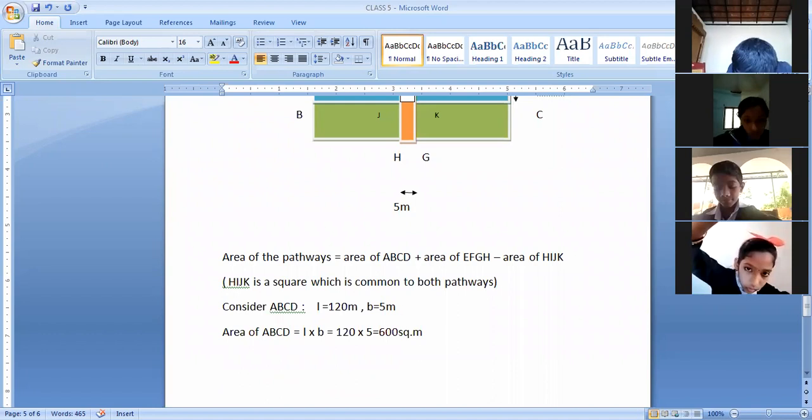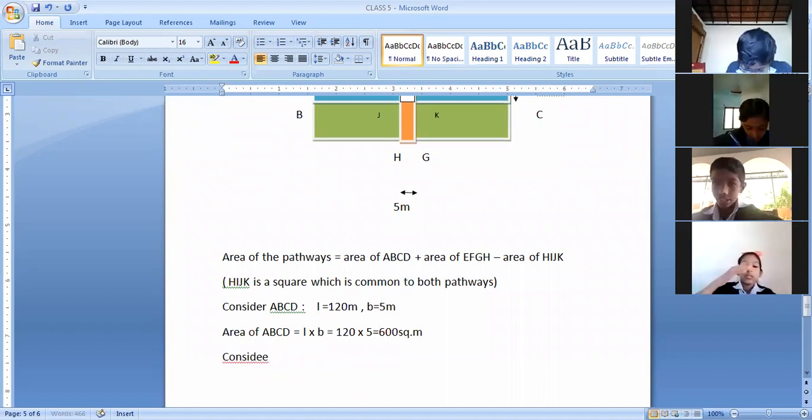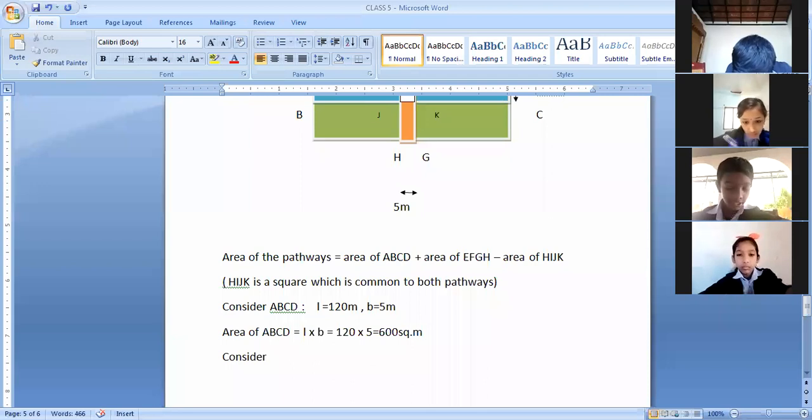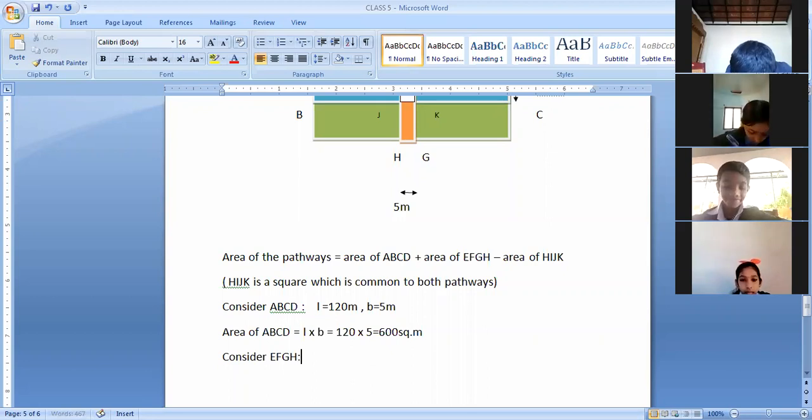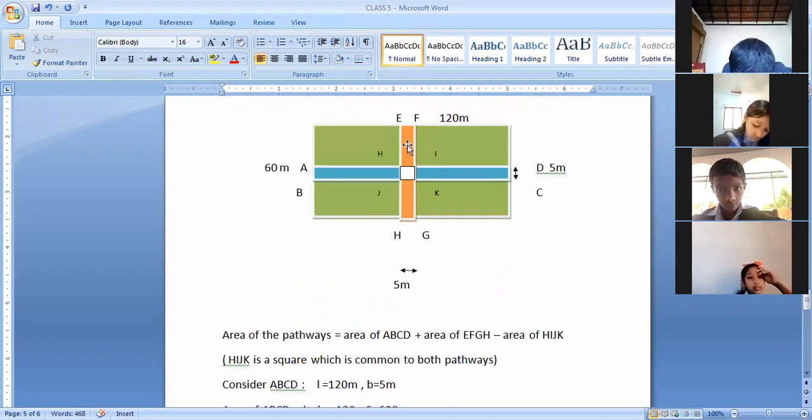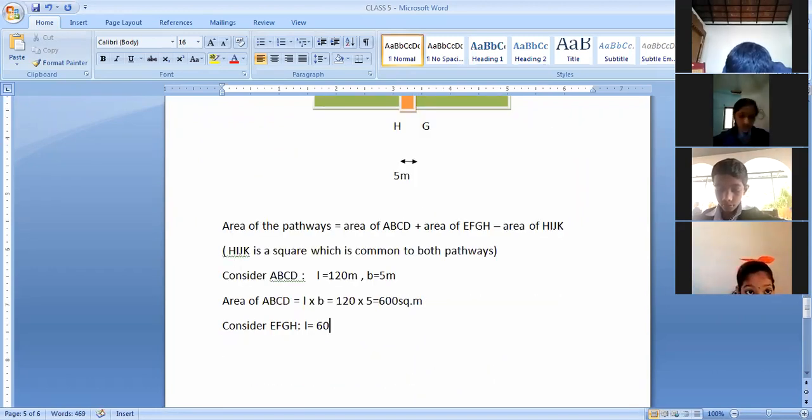Okay, now let's consider the next path. Consider the path EFGH. That is our next path. When you consider the path EFGH, what is L here? Rectangle EFGH, that is the path. Can you tell me the length of EFGH? 60 meter. Yeah, very good. And breadth? 5 meter. Very good.